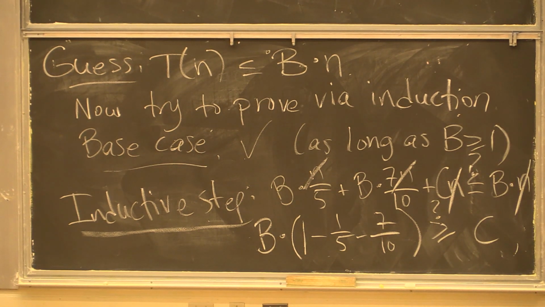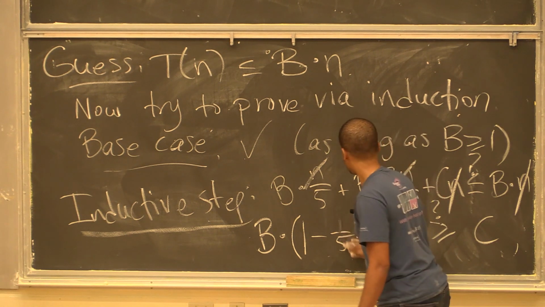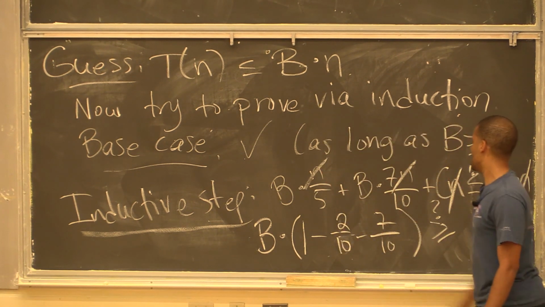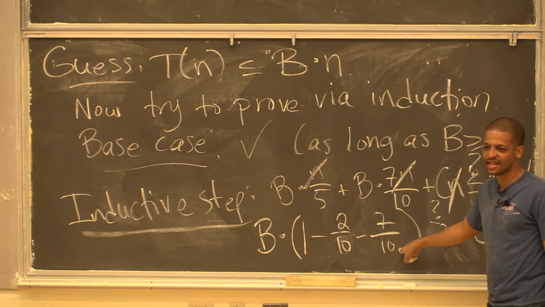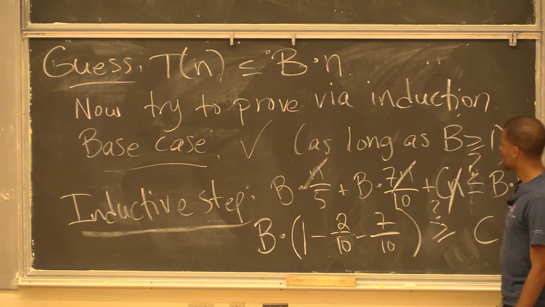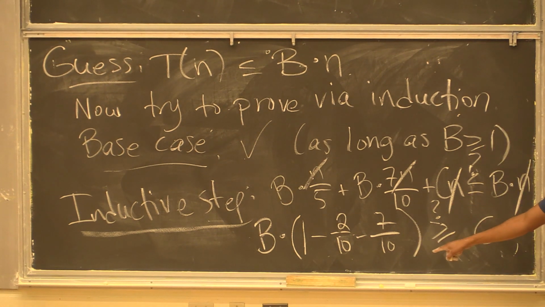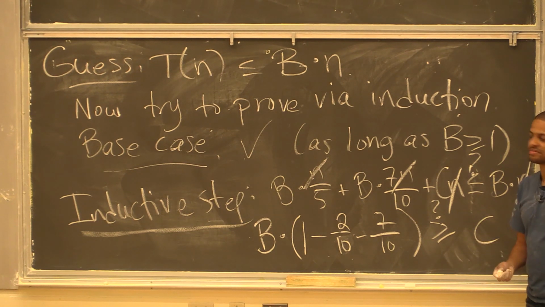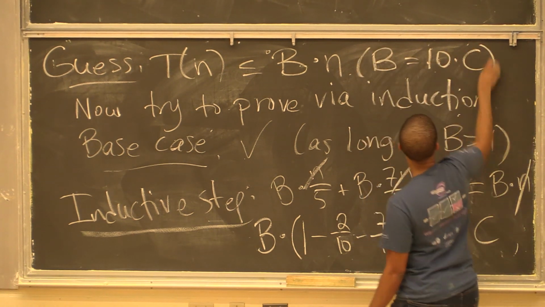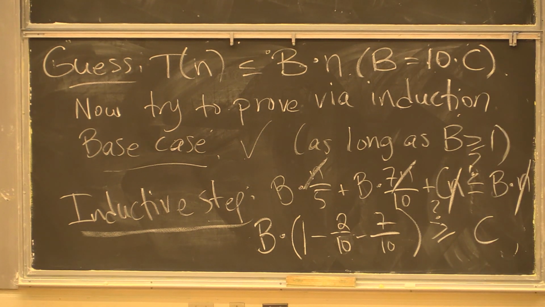1 over 5 is also known as 2 over 10. And 1 minus 2/10 minus 7/10 is 1/10. Right? So what we're asking is, is b over 10 at least c? Well, yes, now it is because I'll just set it to be 10 times c. Okay? So we're done. So our induction goes through if we set b to be 10 times c.